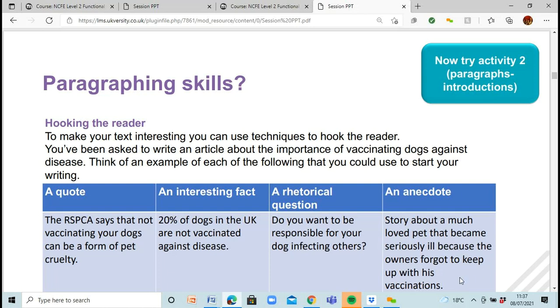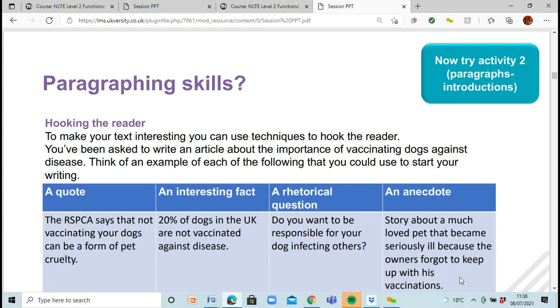So it gives you a story about a lovely pet that was loved by the family that owned it, and it became seriously ill because the owners forgot to keep up with his vaccinations. And even though the pet was so loved, it still got these diseases. And do you want to be like that? You love your dog, don't you? Do you want to be like that?